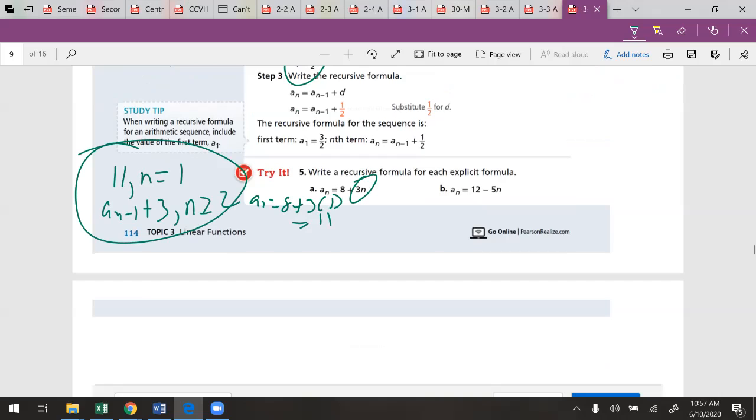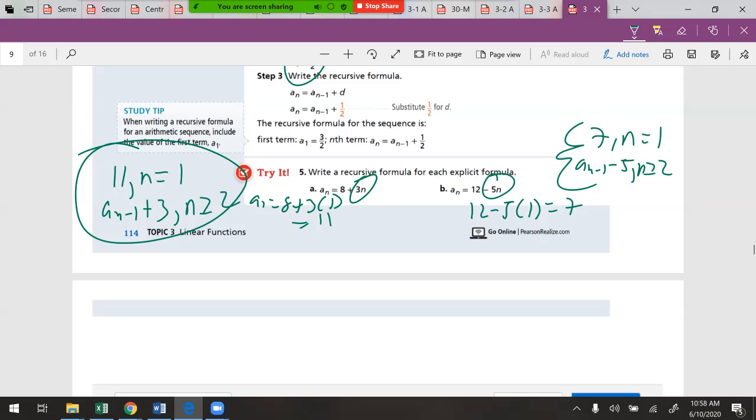Same thing here. Let's plug in 1 in for this to find the first number. That's 7, okay? So the first number is 7. And then to find the next number, I'm subtracting 5. Right, because it's -5. There you go. That's all there is to it for this one here.